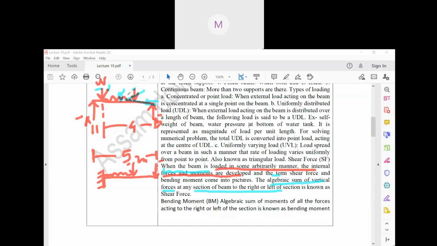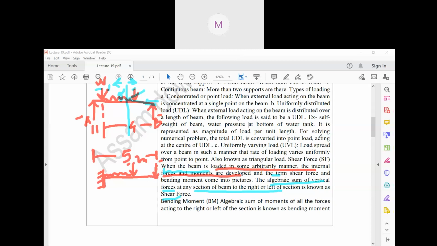So suppose this is the beam. Now if you divide it into two sections, you have to consider either the left or the right of it. The forces acting on the right or left of the section are known as shear force. Now shear force is fine. You have found the sum of the forces. After that, what happens?